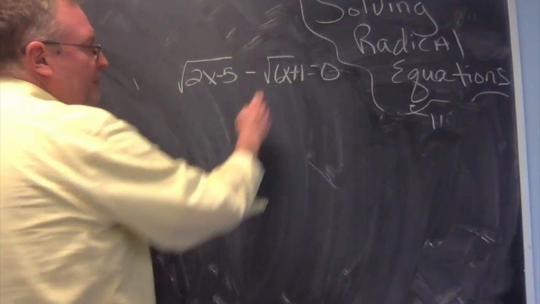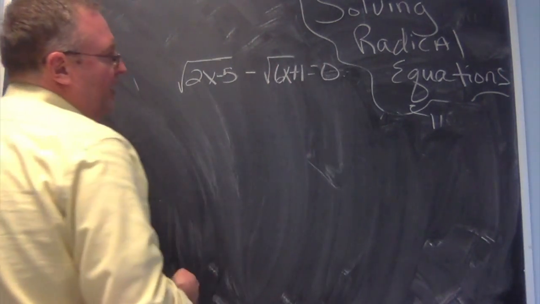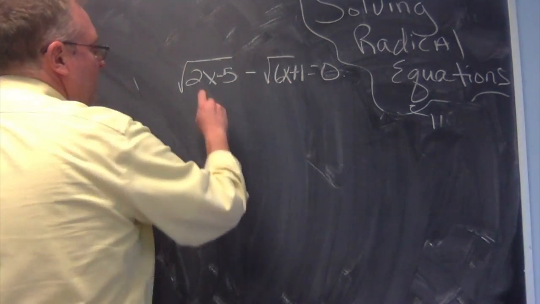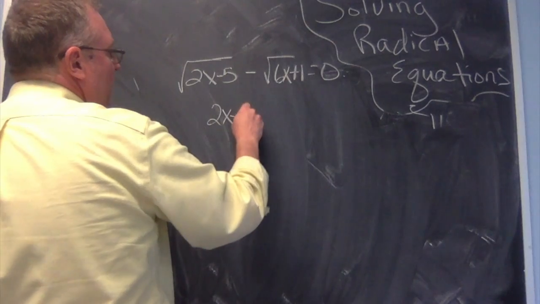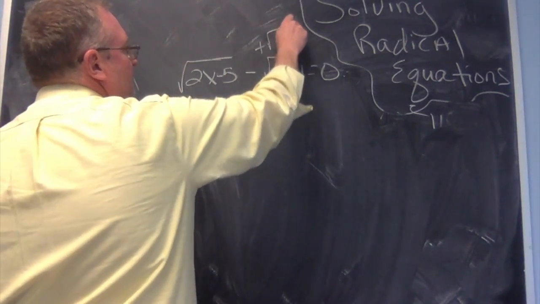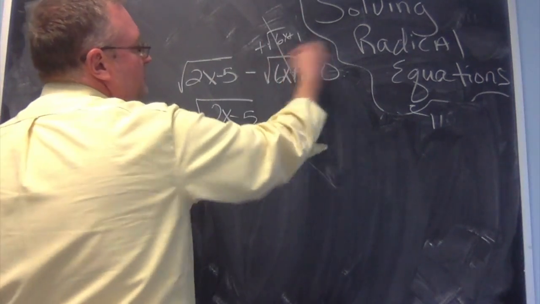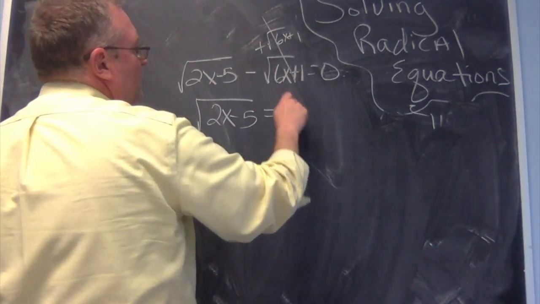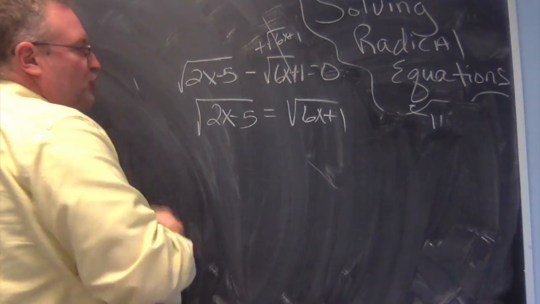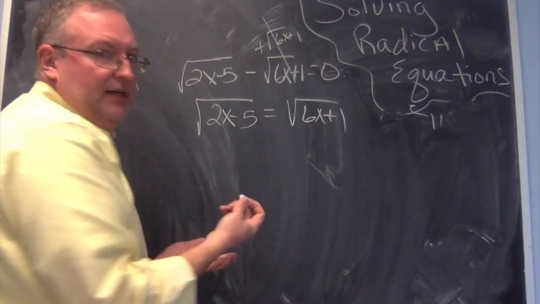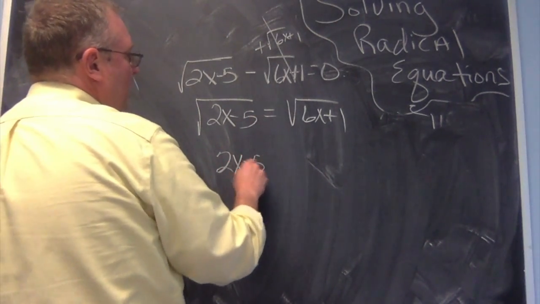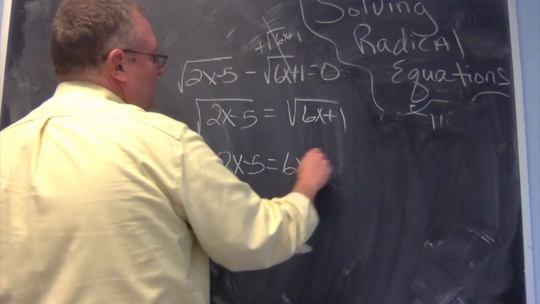All right, so I can do that by taking this one and moving it over there. How would I do that? Since it says minus, I'm going to add it. So now I have the square root of 2x minus 5, and I added the square root of 6x plus 1. Just got rid of it. Do the same thing over here. So it equals the square root of 6x plus 1. I'm going to square both sides to get rid of the radical signs, which basically is the same thing without the radicals. 2x minus 5 equals 6x plus 1.